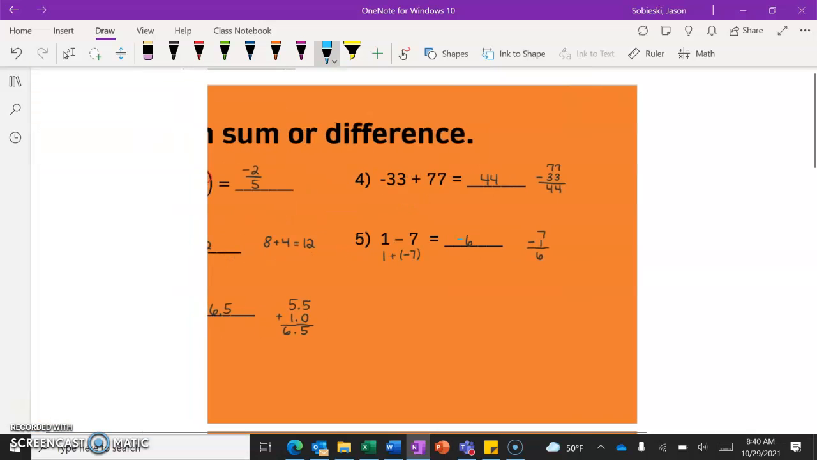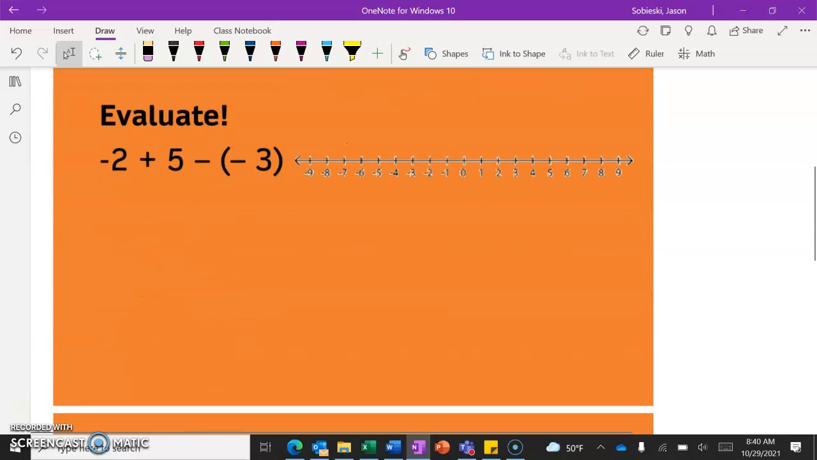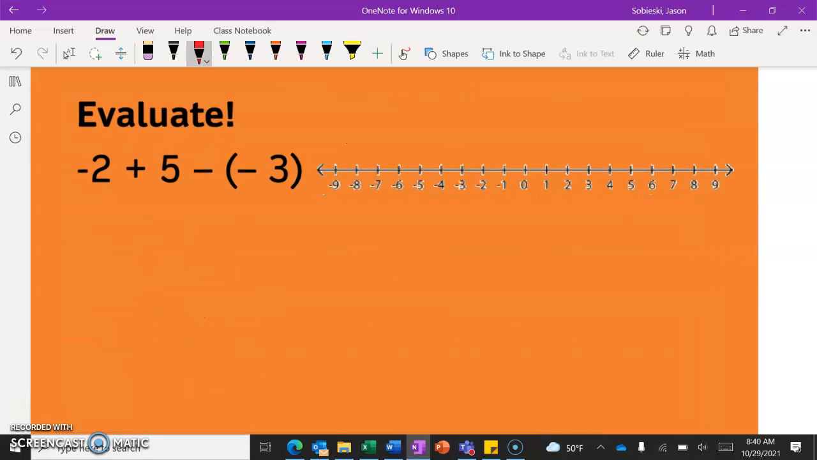Okay, so again, those 5 problems were just a quick review of what we talked about earlier. Today we're going to step it up a little bit and look at what would happen if we have a problem with 3 integers, with a mixture of addition and subtraction. We're going to use a number line to model it, and then we're going to actually do the calculations as well. So first thing, those addition rules only work if we have addition, obviously. So we need to switch that part of our problem into addition.